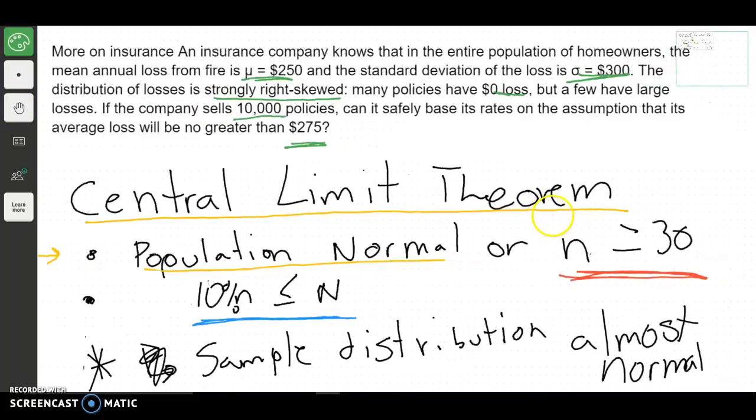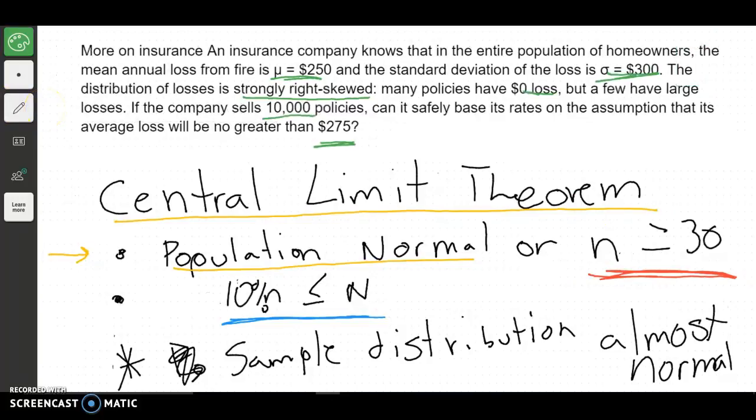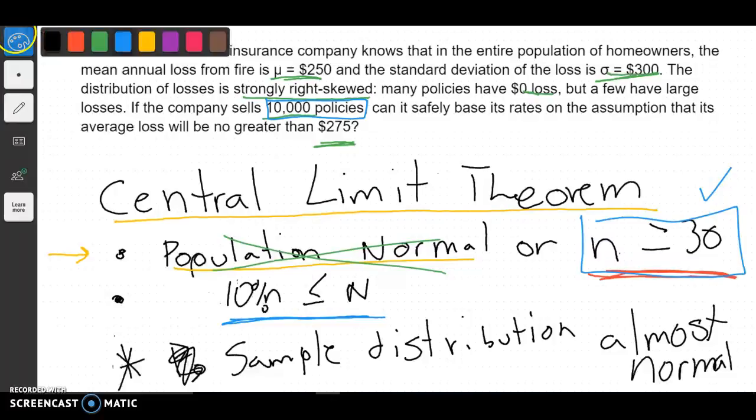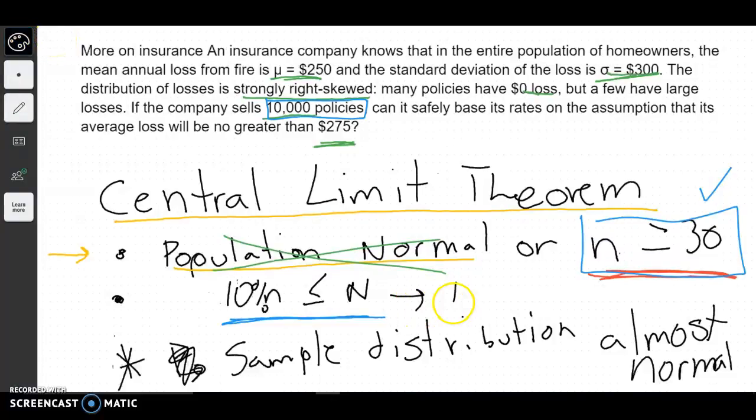So let's go through and do this. We need to check a couple of things. First, is the population normal? And the answer is no, it's not normal. But do we have a sample size that is greater than 30? And the answer is yes. We have a sample size of 10,000. So that checks out. Is it less than 10% of the entire population? Well, I would hope that an insurance company has more than 100,000 clients. That might not be true, but we're going to assume that the insurance company has more than 100,000 clients. So we're going to check that one off, so we can use the central limit theorem.